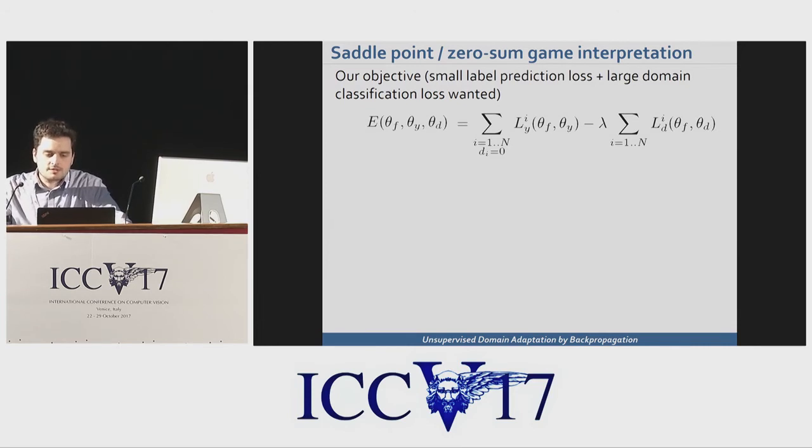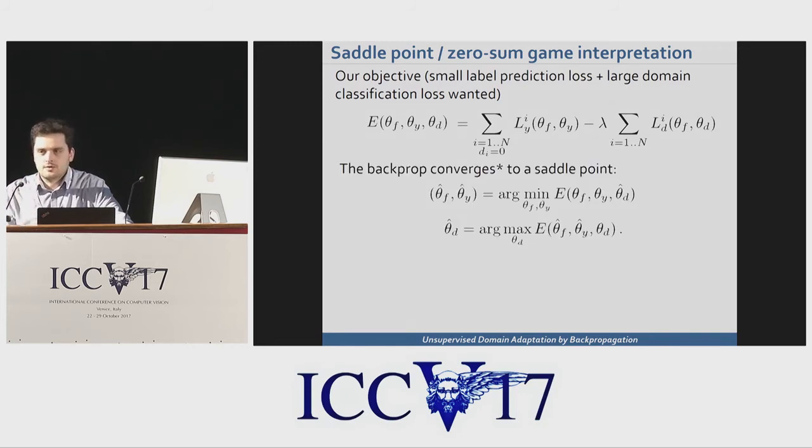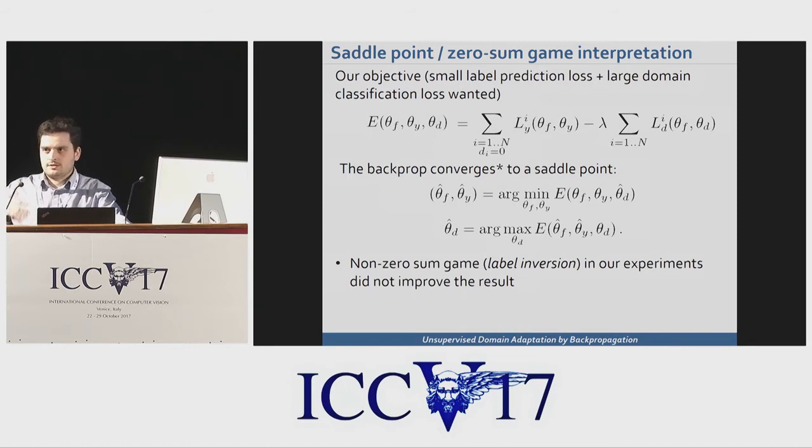If we analyze where this process leads, we can see that if it converges, then it converges to a saddle point of a zero-sum game played by the domain classifier on one hand and the feature extractor and label predictor on the other hand. So this is a zero-sum game. We have also tried a non-zero-sum game using label inversion. This is trick number two from Sumith's talk before the lunch break. In our experiments, it did not improve the results, but it may still be worth trying.